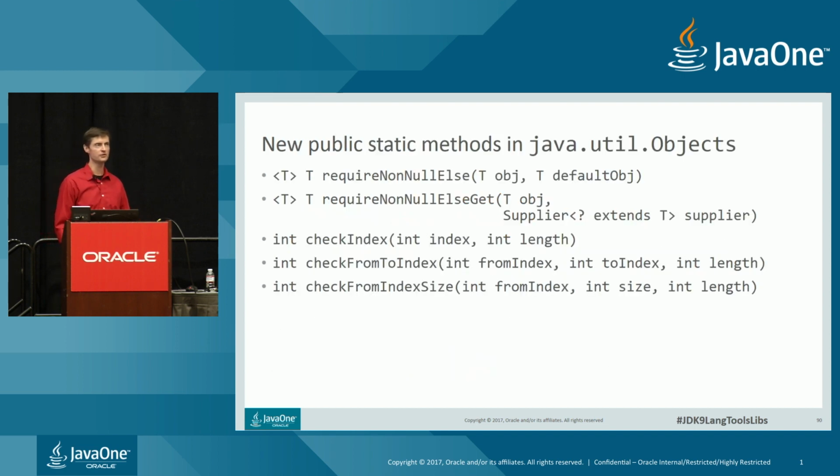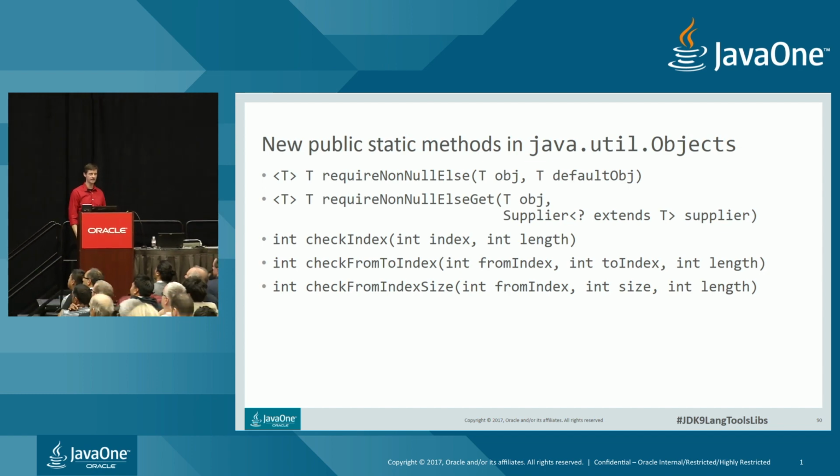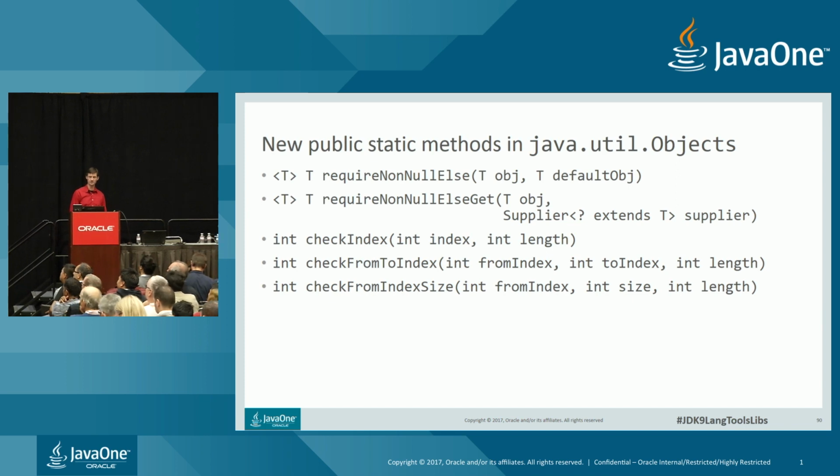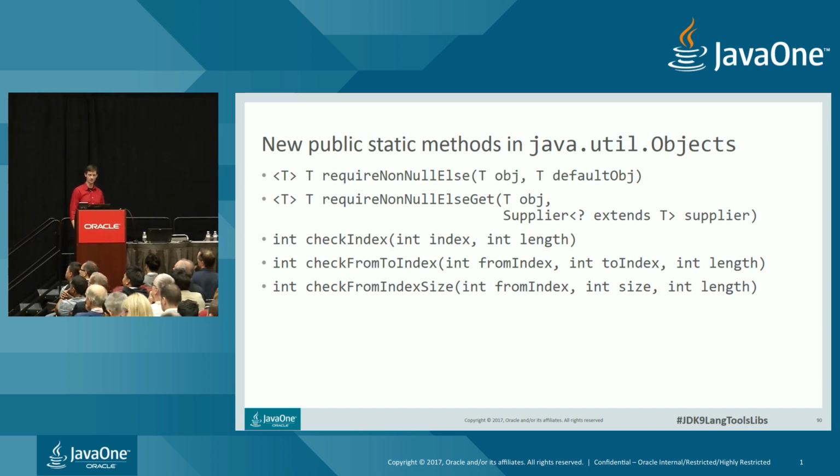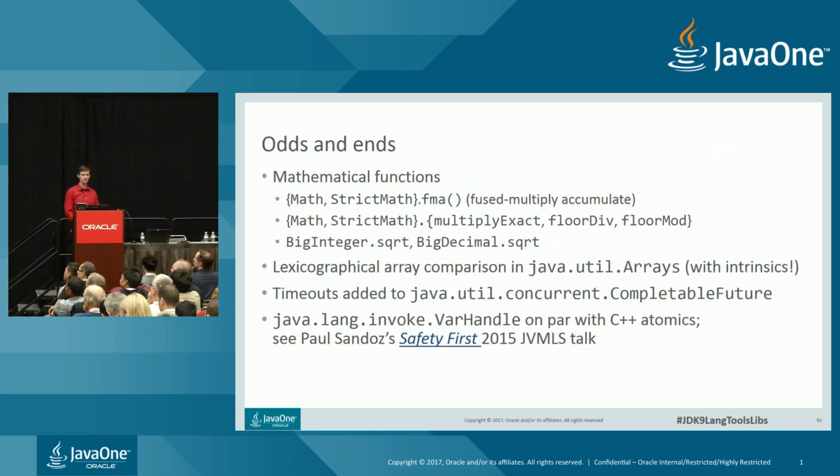If you use java.util.Objects for common functionality, we did add some methods there as well, some additional null checking and index checking methods. Some of these have intrinsic support from the VM. A few odds and ends.